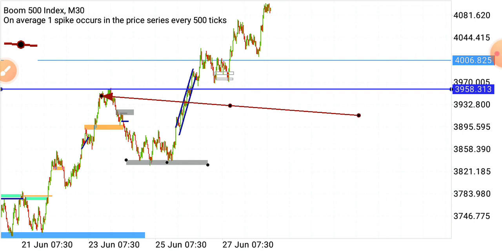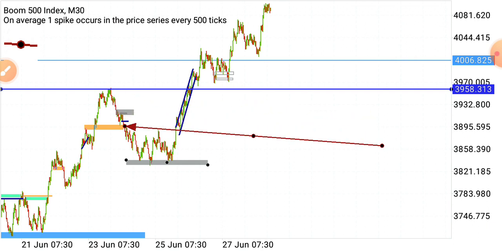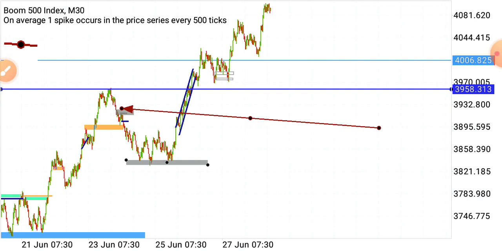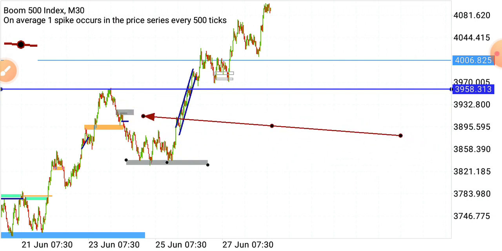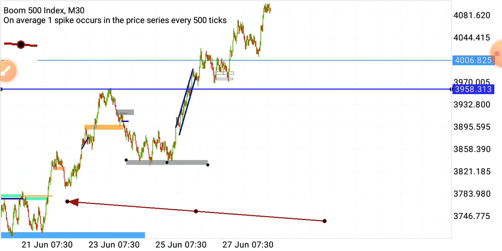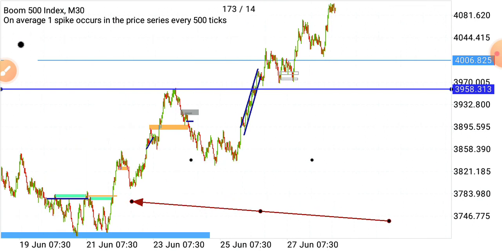Price got here first and reversed. The next time it went, it reversed. This one is selling boom 500, so you can sell boom 500 as long as you want. Look at now. This is another one here. Okay, let me drag this thing right inside here. Hold on, one moment, please.